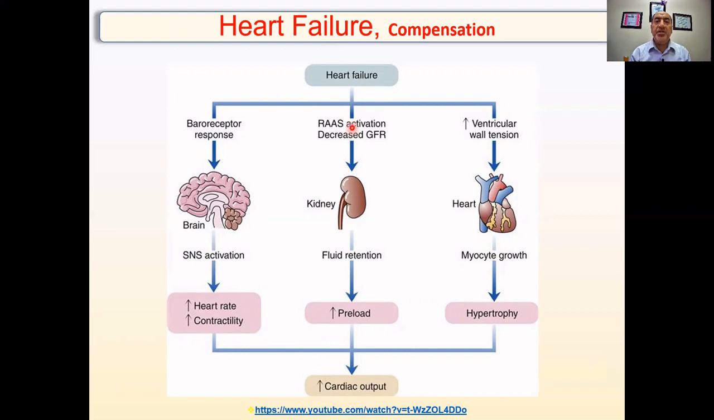So activation of the sympathetic nervous system will activate the beta receptors in the juxtaglomerular cells in the kidney. This will activate the renin-angiotensin-aldosterone system, due to the decreased glomerular filtration rate. So this will cause activation of angiotensin 2, which will cause aldosterone release. Aldosterone itself will cause sodium and water retention, so fluid retention, and can also cause vasoconstriction.